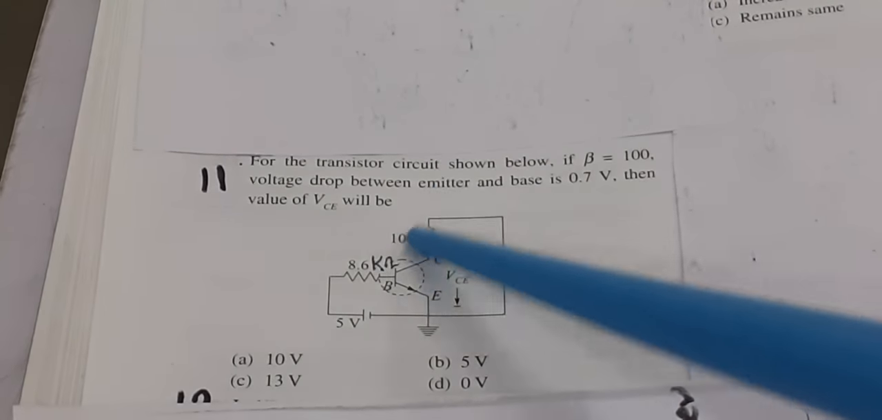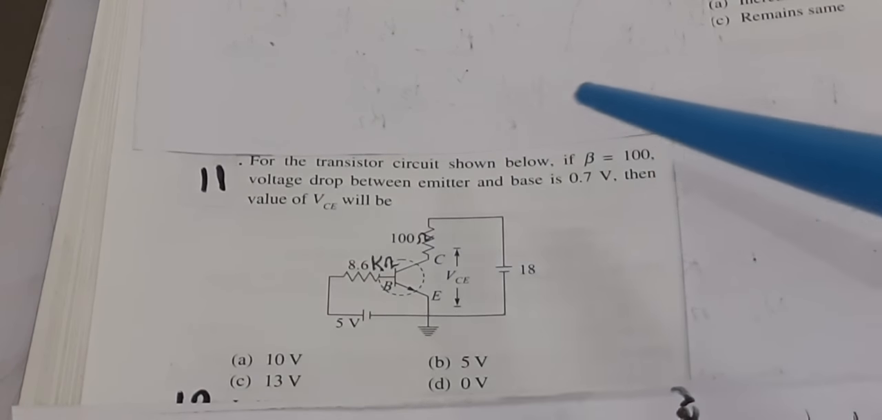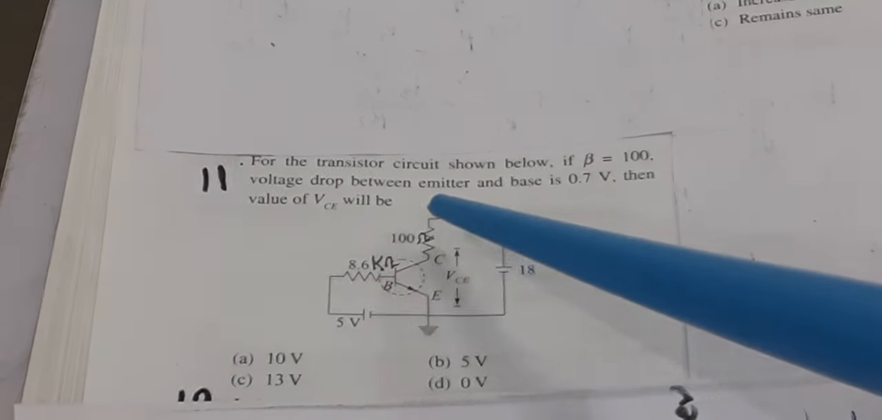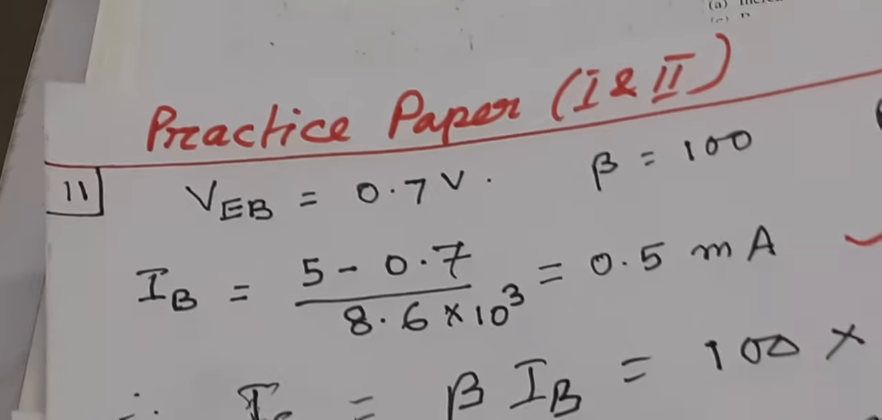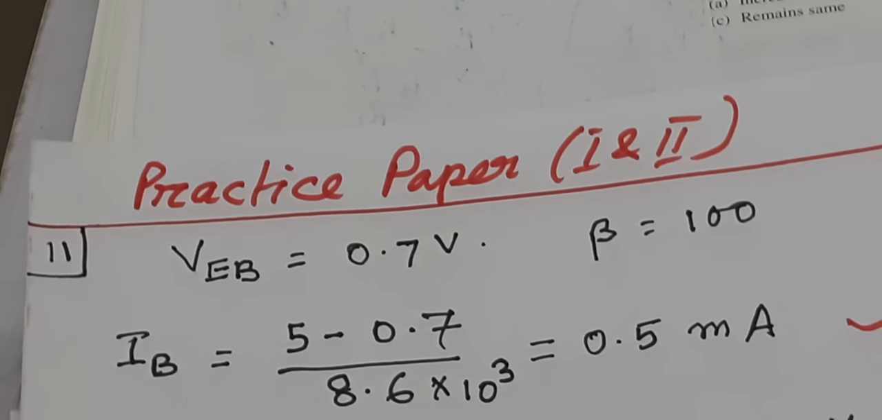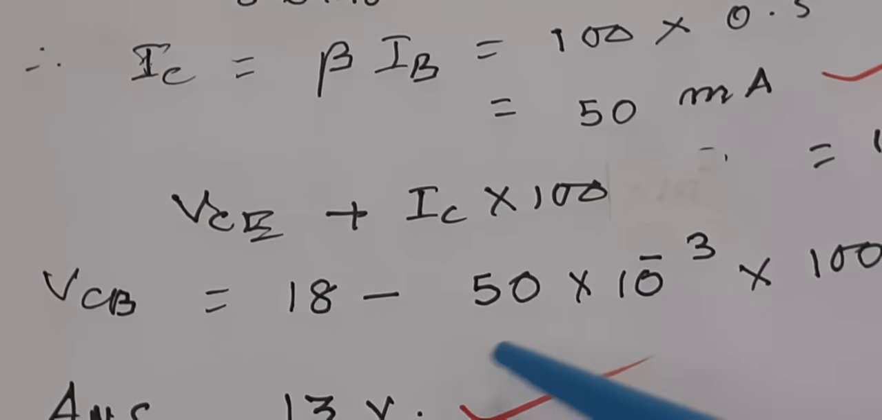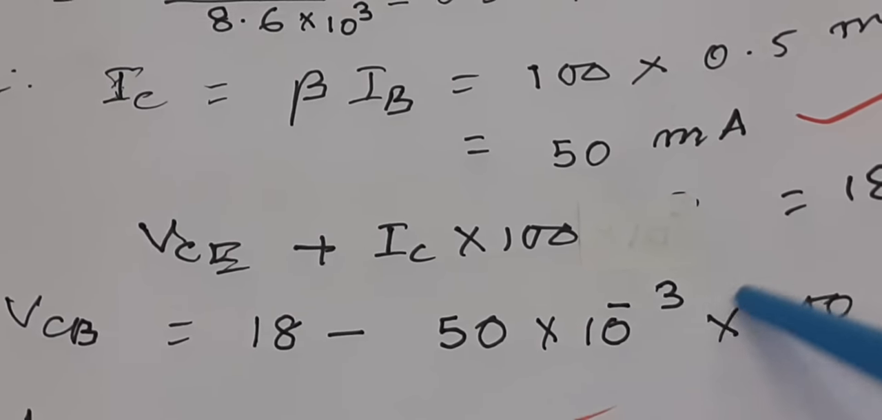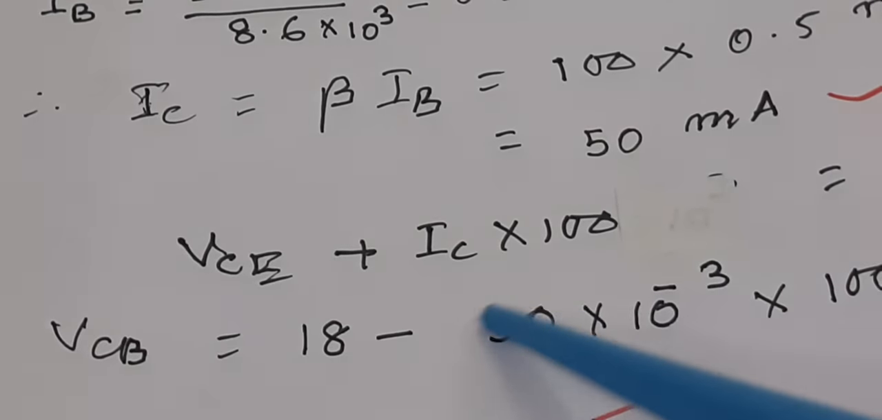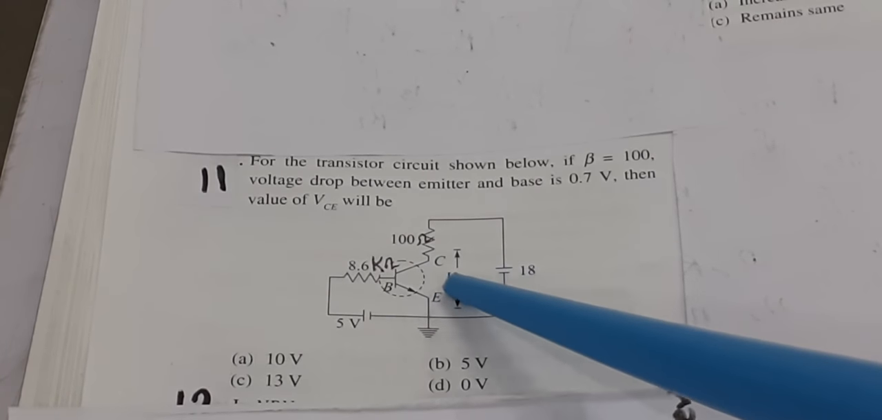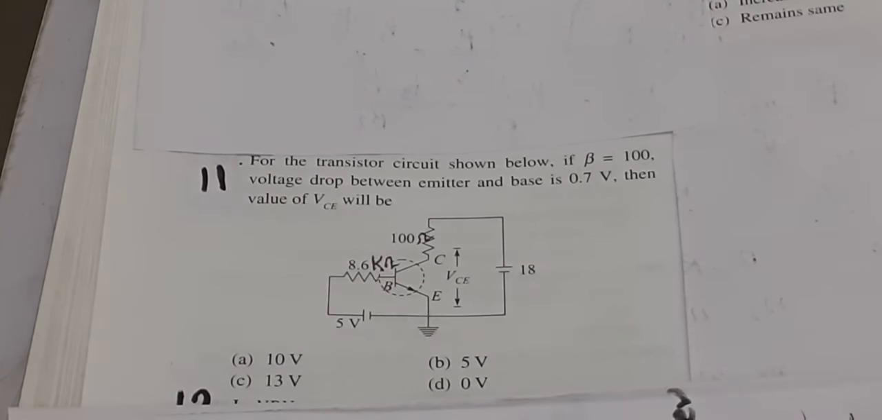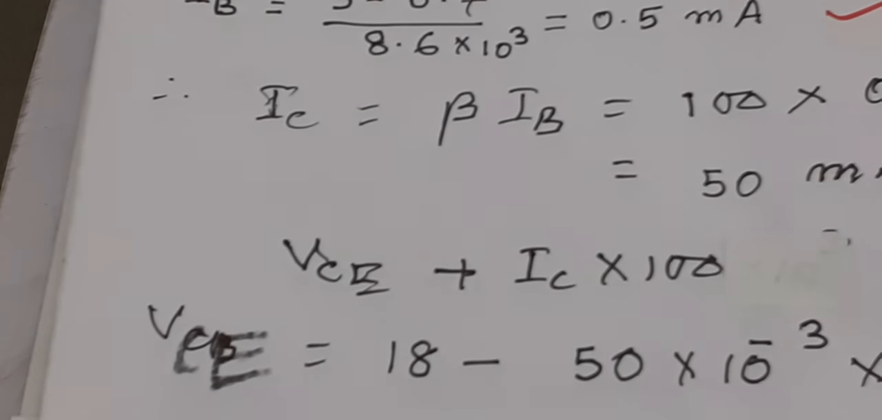Now once IC is available, and supply is known, that is 18 minus IC into this resistance. That means 18 minus 50 into 10 to the power minus 3, where 50 into 10 to the power minus 3 is the amount of IC, already seen. We are interested in VC. VC will be how much?